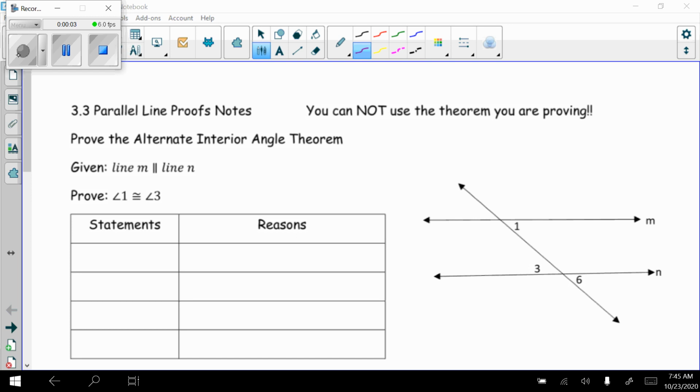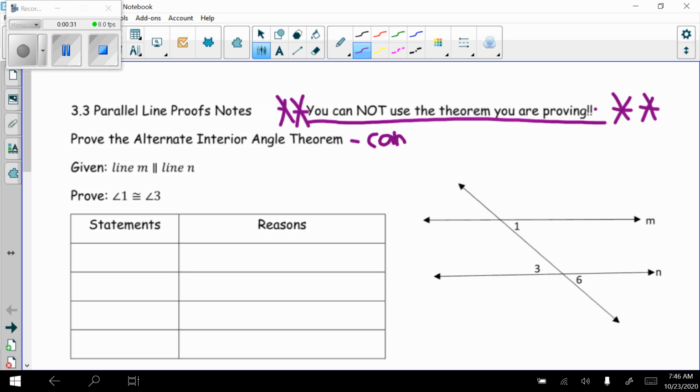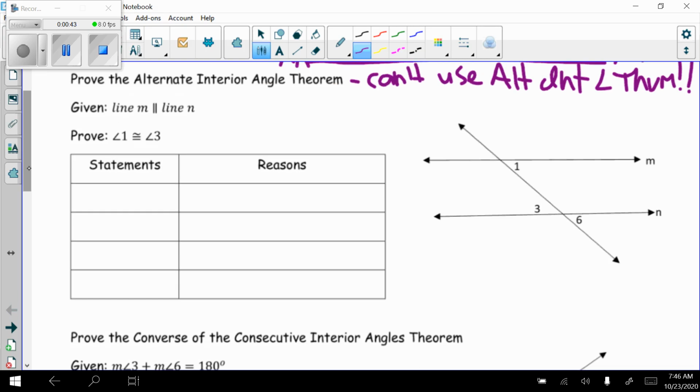Today in geometry, we're going to look at 3.3 proofs involving parallel lines. Very important thing to note for today: you cannot use the theorem you are proving. So if you are asked to prove a theorem, you have to do it without using that theorem. The very first one we're going to look at, we're going to prove the alternate interior angle theorem. So I cannot use the alternate interior angle theorem here. Very important. I cannot use what I'm proving.